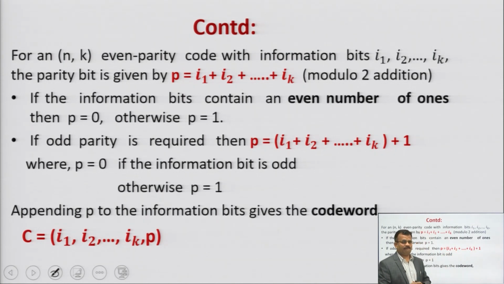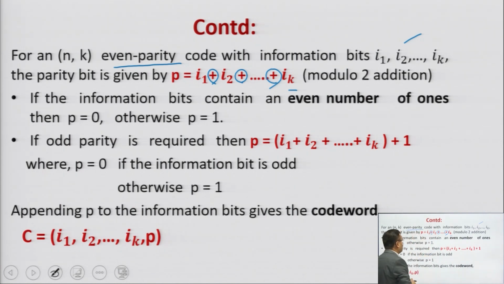Now, another basic concept that you have to keep in your mind. For an n,k even parity code, with information bits I1, I2 up to Ik, how do we calculate the parity? It will be I1 plus I2 plus up to Ik, and which addition is this? This is mod 2 addition.